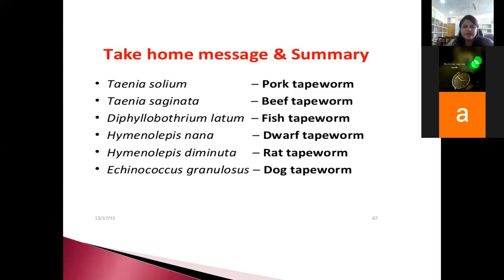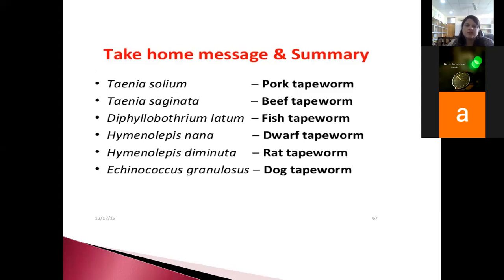So you should know, write it down if you have your books with you or any page. Taenia solium is a pork tapeworm. Taenia saginata is a beef tapeworm. Diphyllobothrium latum is a fish tapeworm. Hymenolepis nana is a dwarf tapeworm. And Hymenolepis diminuta is a rat tapeworm. And the Echinococcus granulosus is a dog tapeworm.